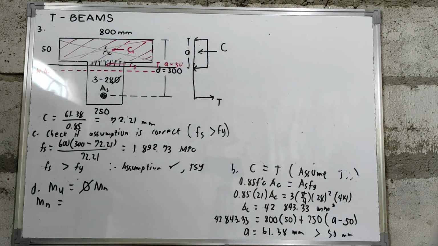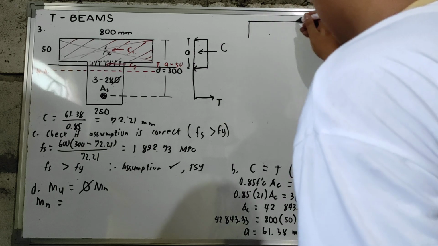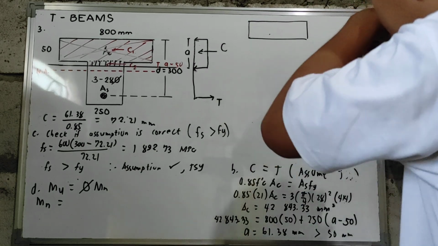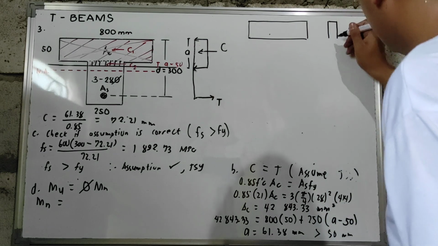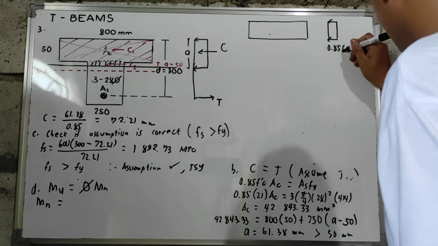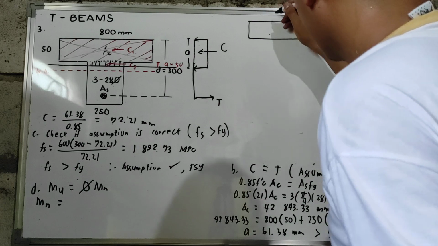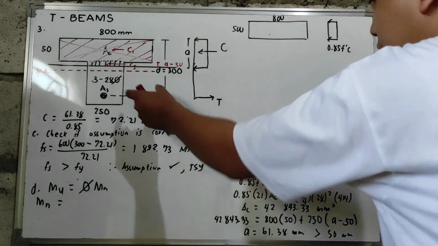So for this one, dun sa flange natin, meron tayo dito sa flange. So magkakaroon tayo dito ng compressive force. Ito yung compressive force natin na merong 0.85 F prime C na intensity. So yung base of the flange, that is 800 by 500. So next naman yung natira.